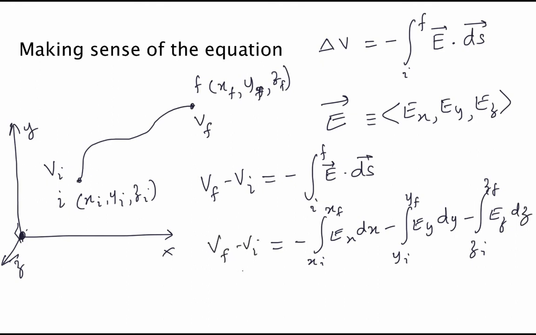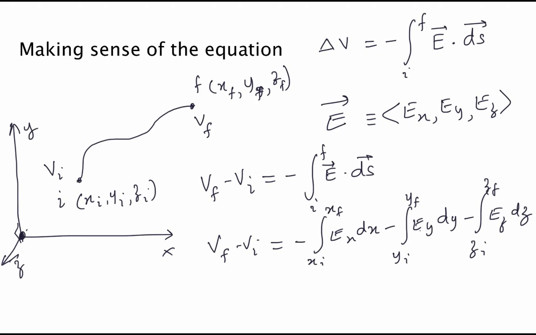Now you have to be careful and think about the direction of the electric field in each component. Since I am going from initial to final, when I go from left to right in the x direction, if the electric field Ex points in the positive x direction, the electric field is positive. And if for some reason the electric field is directed in the negative x direction, you have to put a negative sign there in order to evaluate the integral correctly. The same is true for Ey.